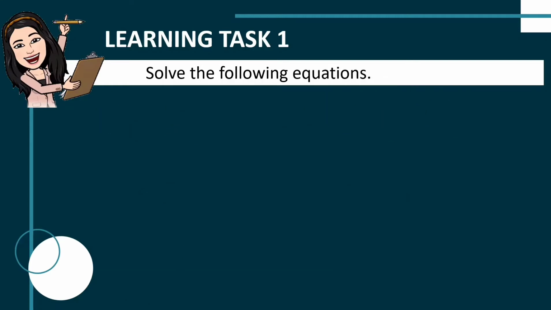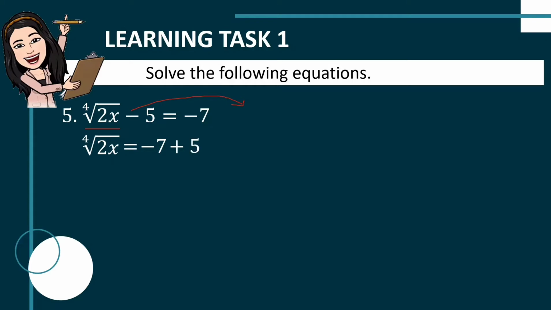Next. Let us have our number 5. Our given is fourth root of 2x minus 5 is equal to negative 7. So, here, we need to isolate the fourth root of 2x or the radical expression. So, meaning we will transpose negative 5 to the other side. So, this will become fourth root of 2x equals to negative 7, kasi hindi naman natin siya kailangan galawin dun sa side na yon. So, negative 5 will become positive 5. Okay? Maliwanag tong part na to.